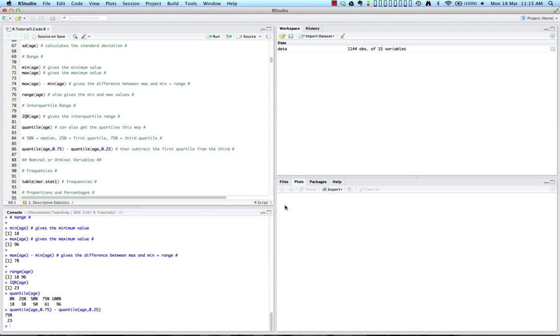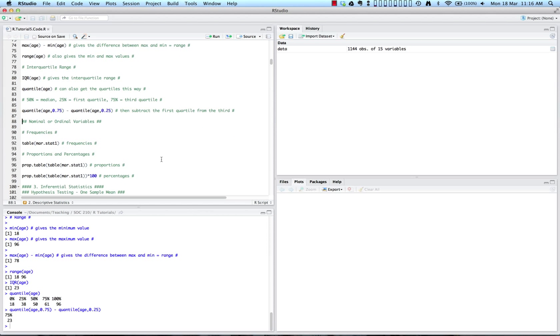So those are some of the basic functions that we can use to calculate descriptive statistics for interval ratio variables in R. For nominal and ordinal variables, we will generally summarize data using frequencies, proportions, and percentages. The two key functions that we're going to use in this case are table and prop.table. So to get the frequencies for a nominal or ordinal level variable, you can use the function table. So let's do that for our marital status variable.